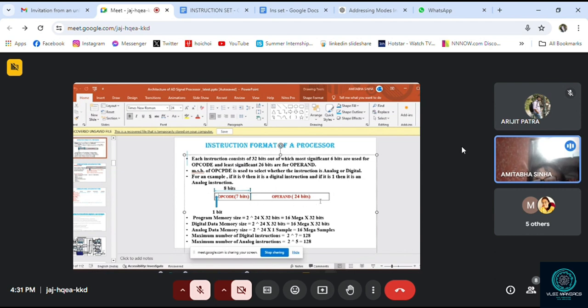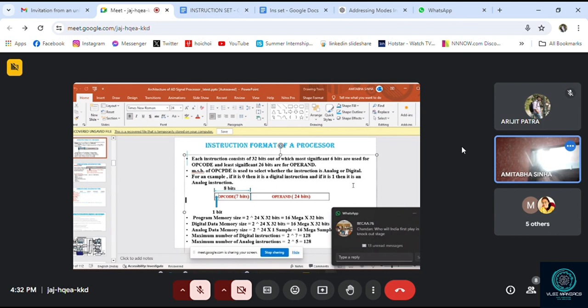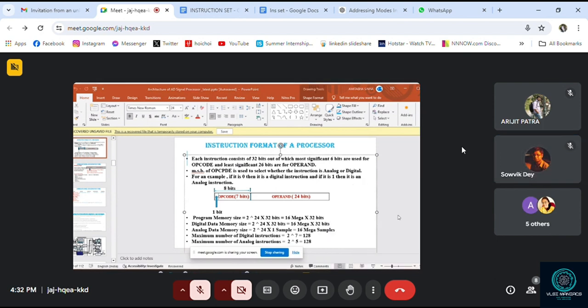So what is the memory address size? Tell me. Be it data memory or program memory, what will be the memory size? How many locations will be there? Operand address is 24 bits. So how many locations will be there in the instruction memory? Yes, 2 to the power 24.